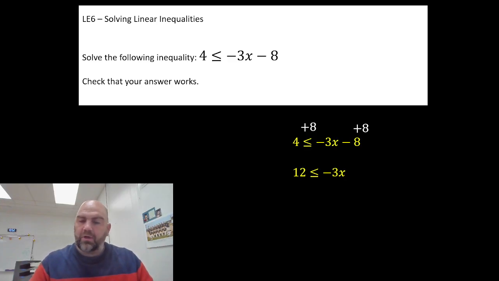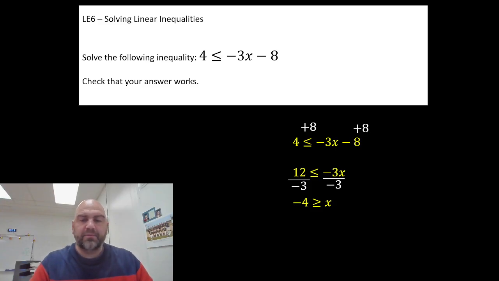The next step that we're going to look at here is to divide by negative 3. Now, this is where an inequality changes things a little bit, and it's when we are multiplying or dividing by a negative number. In this case, I divide by negative 3. When we do this, we automatically have to flip the inequality around. So you'll notice that I went from having a less than symbol in there to a greater than symbol in there, but I have not changed the side of the x or the number.